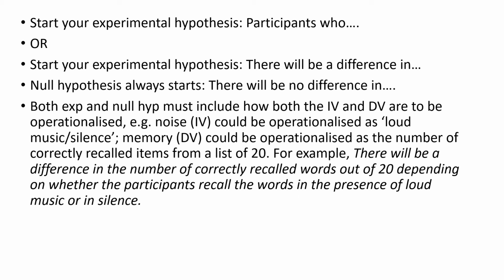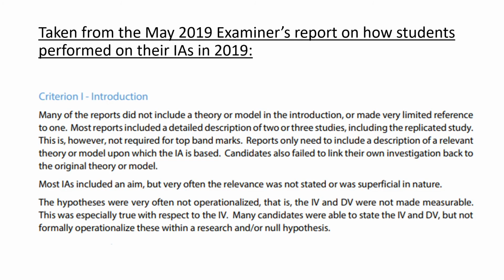And what you do to turn it into a null hypothesis, you take out a difference and you insert no difference. There will be no difference. Easy, easy peasy. So if you hate writing hypotheses, I would say always write a non-directional one, because it's easier to turn into a null hypothesis, unless there is a really good reason for writing it as a directional hypothesis.